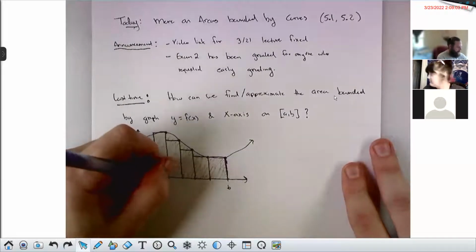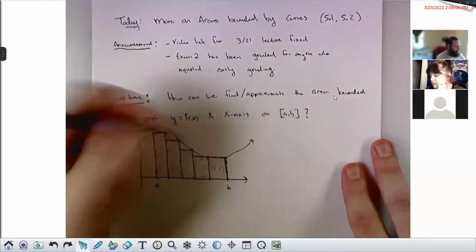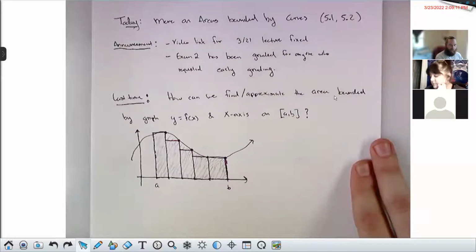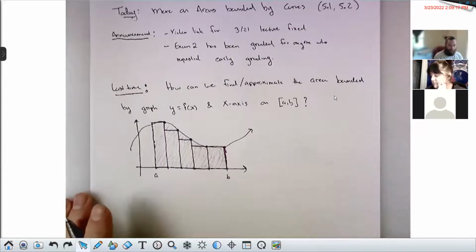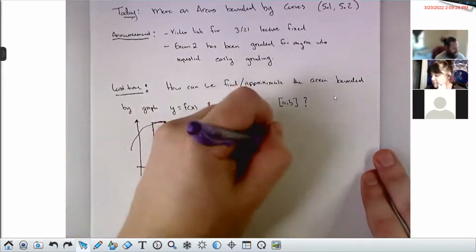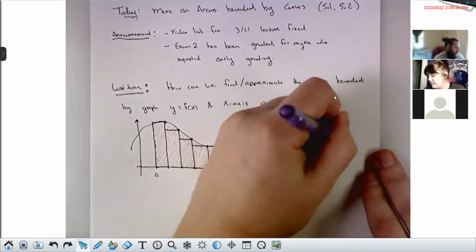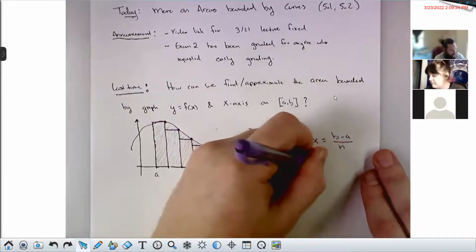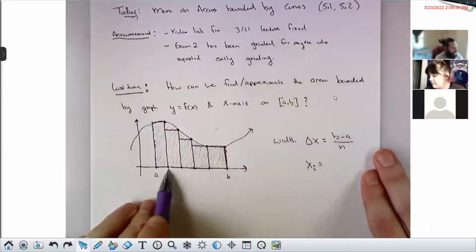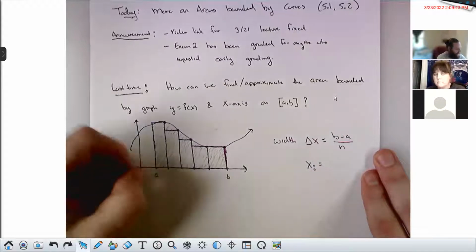And you add up the area of all the little purple rectangles. There was some notation. So each one of these rectangles had width we call delta x, which is always b minus a over n, where n is the number of rectangles. Each of these x values that denote one of the boundaries of the subintervals get a name.